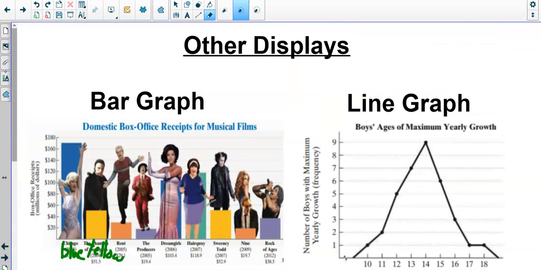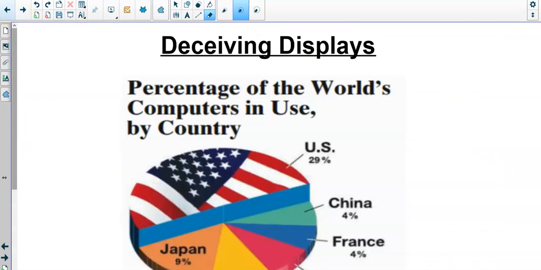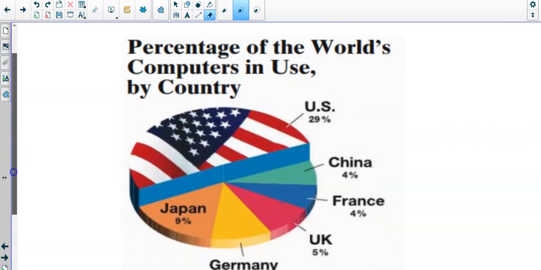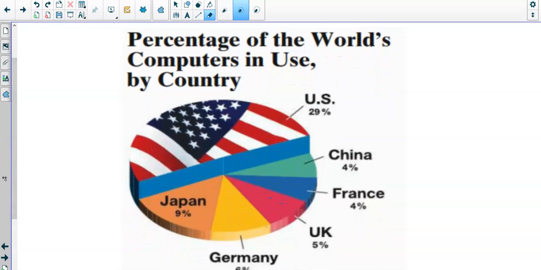And the reason why we talk about these other displays is because sometimes displays are deceiving. Okay? So I've got 4 displays here that I want to talk about with you, and they are deceiving in ways. This is why it's important for you to understand what you're looking at when you look at displays and some things that you know about the displays. Because this display up here is deceiving. Take a moment, look at this display of a pie chart.